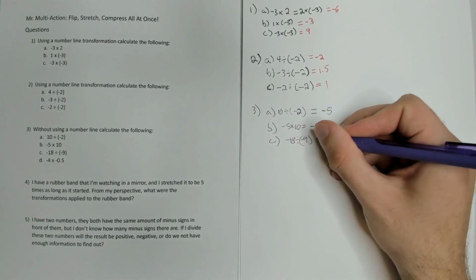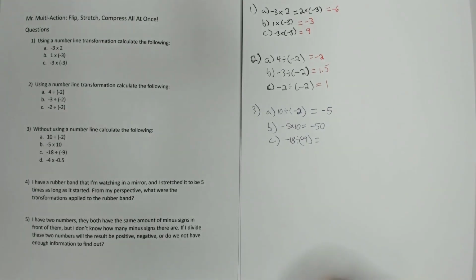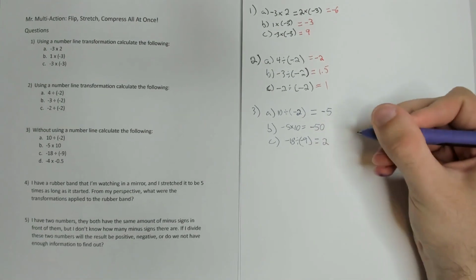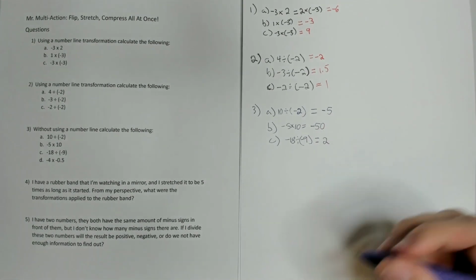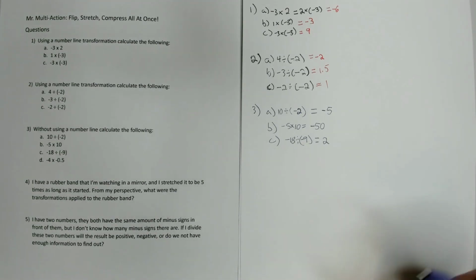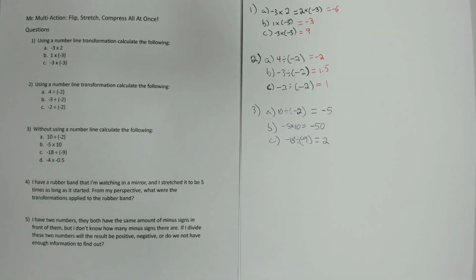This purple pen's running out on me too here. What's 18 divided by 9? Well, how many times does 9 go into 18? It goes in twice, right? 9 plus 9 is 18. So we get 2. But is it going to be positive or negative? Well, we have a negative divided by a negative, so that means we're flipping from the negatives into the positives, so this will be a positive answer.